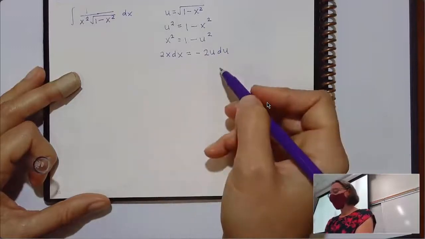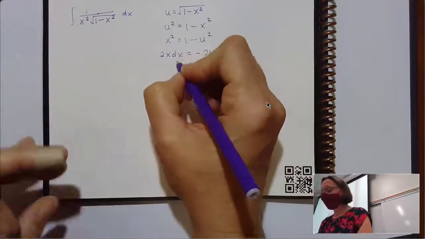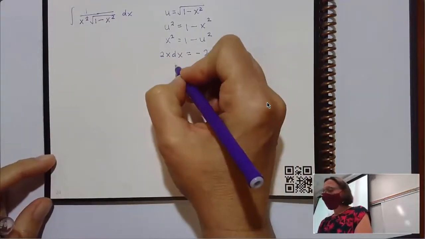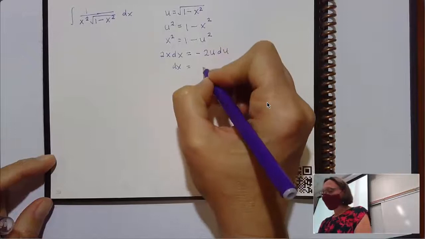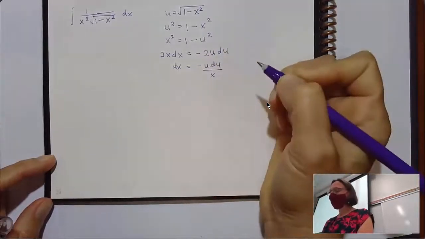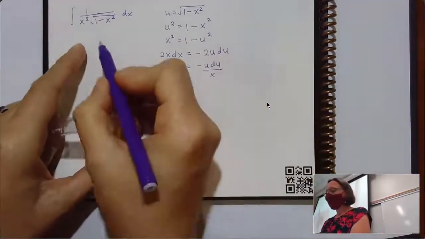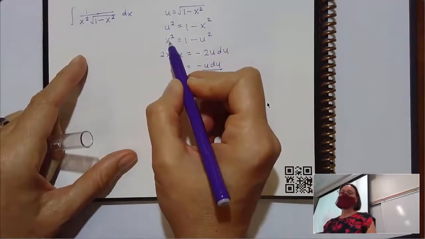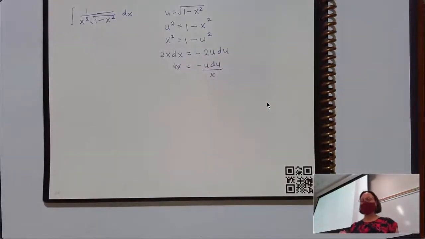Well, if I divide by 2x, sure, I can certainly solve for dx. But if I rearrange this to say dx equals, I would have negative u du over x. But if I borrow an x from over here, then I don't have the x squared anymore. So we're kind of just going to roll around in circles.